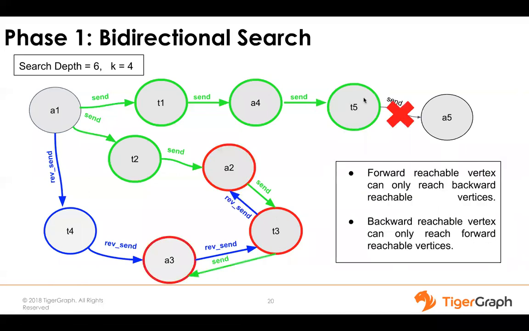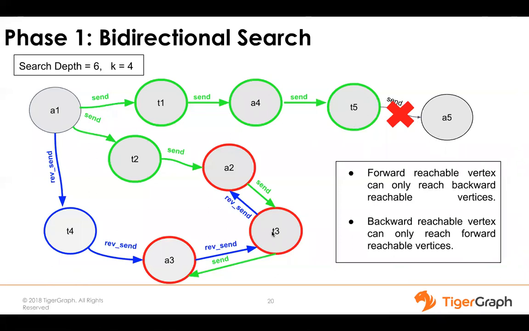For the next traversal, we know that T5 is forward reachable, so it can only reach vertices that are backward reachable. From here, you see that this path will be skipped because it doesn't have any reverse labeled vertex. So we stop this traversal early. We just stop there, halfway through the traversal. That's how we stop early and reduce the computation cost.